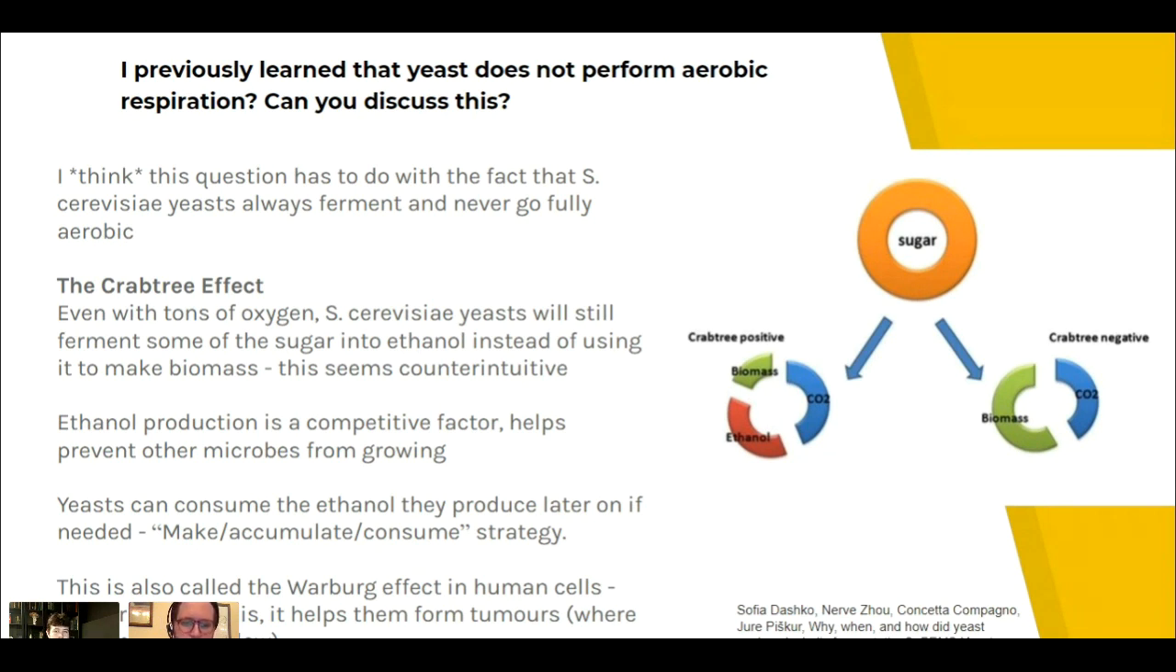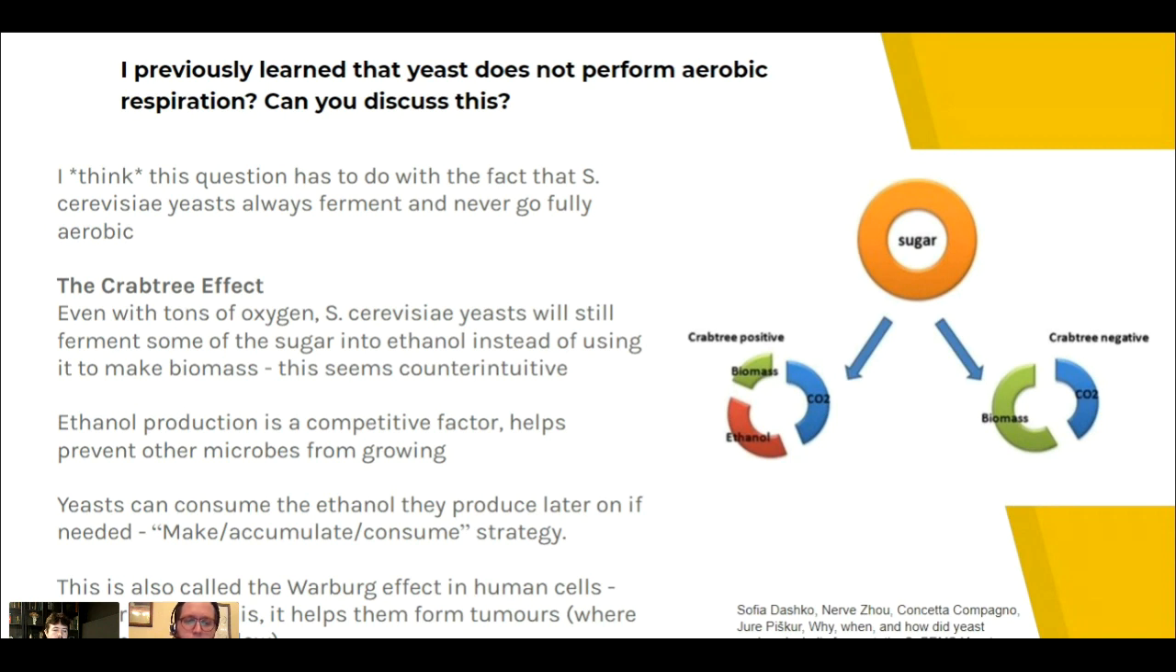We know that we're going to get a lot of ATP out of respiration, and we're not going to get as much out of fermentation, but they still do it, which is kind of an interesting conundrum. So this is called the Crabtree effect, where with a lot of oxygen, S. cerevisiae yeast still ferment some of the sugar into ethanol instead of using it to make biomass. And the reason for this is that ethanol production is competitive. It helps prevent other guys from growing, right? If I'm S. cerevisiae and I can make alcohol really quickly, it's advantageous for me to make a little bit of alcohol to prevent all of the other molds and bacteria from being able to grow, so that I can dominate the environment and have a better chance of surviving and making more of me.